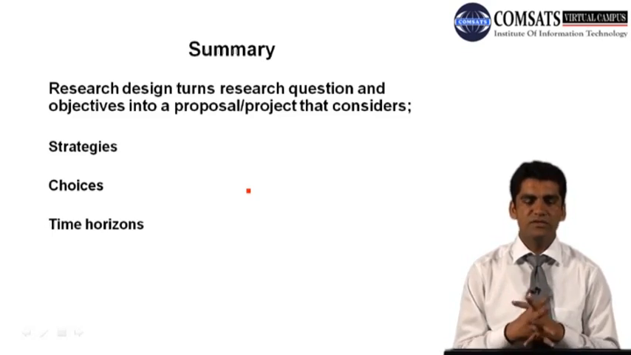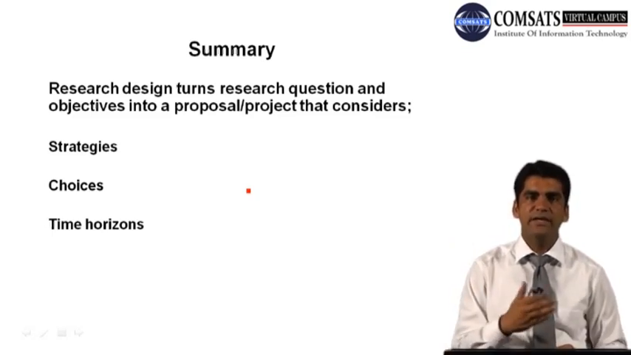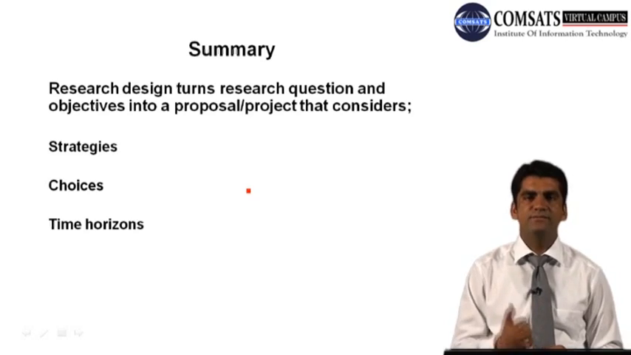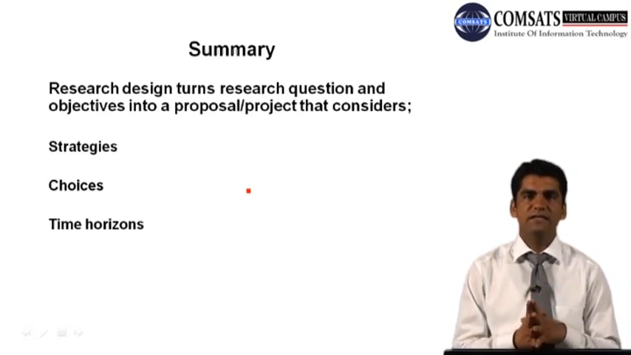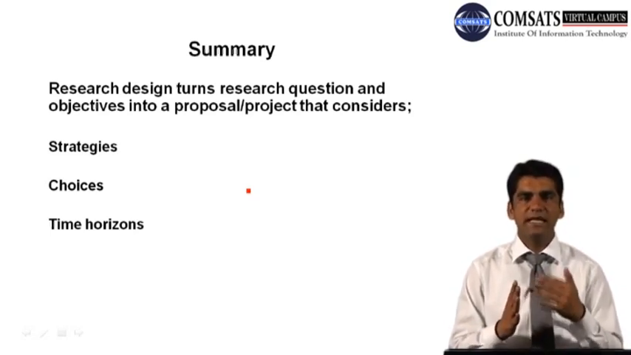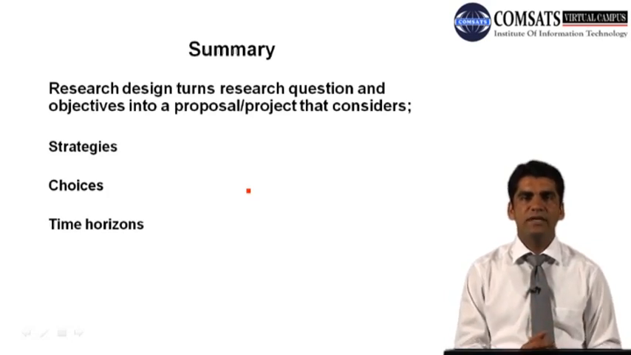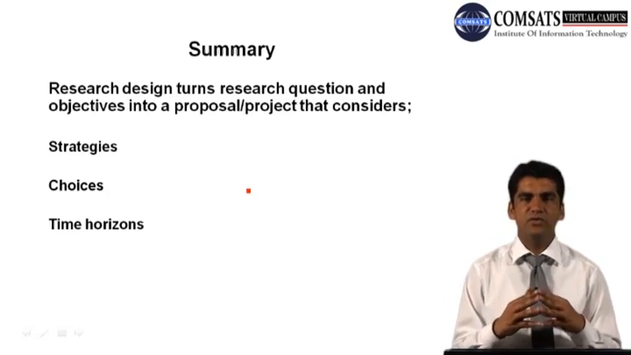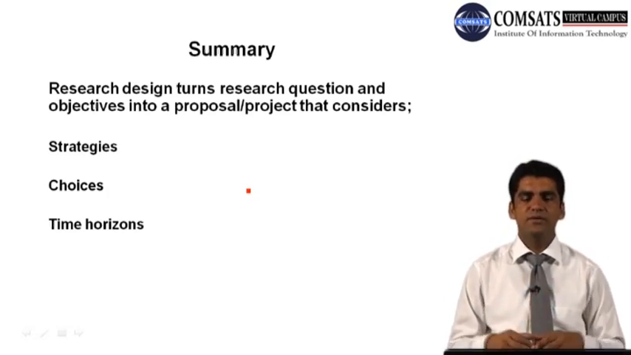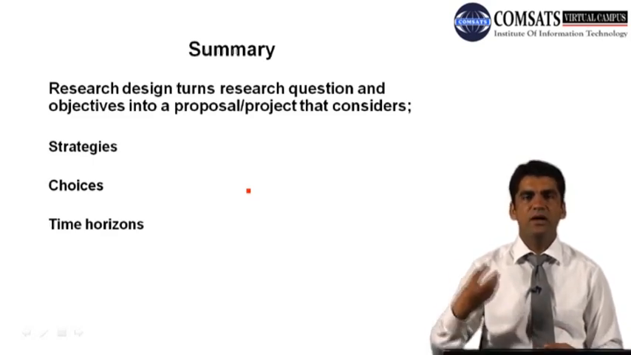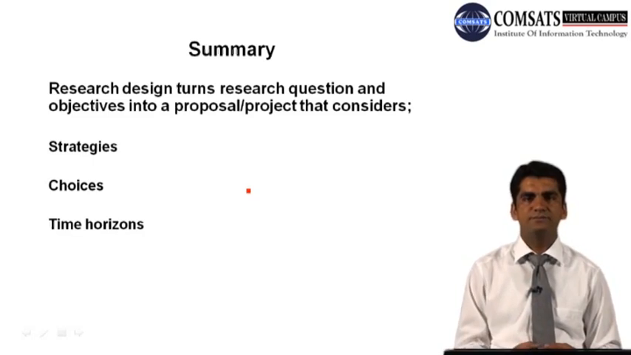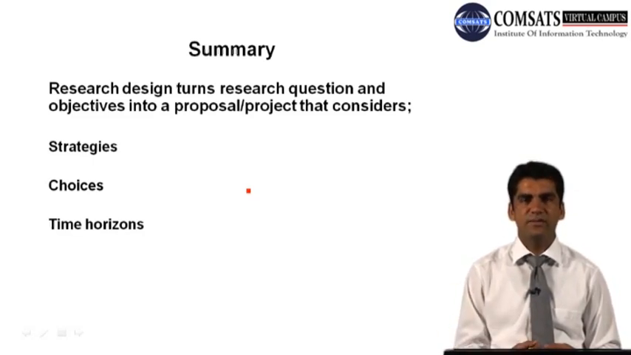And now I'm going to summarize what we have covered in the past two or three lectures, so that we understand what was the focus of our research design chapter, why we studied this or that kind of things, and what help it can give us when we are designing our research. So we do research design to convert, to interpret, to turn our research question and objective into, let's say, a research proposal or project or a dissertation if you're writing for your master.